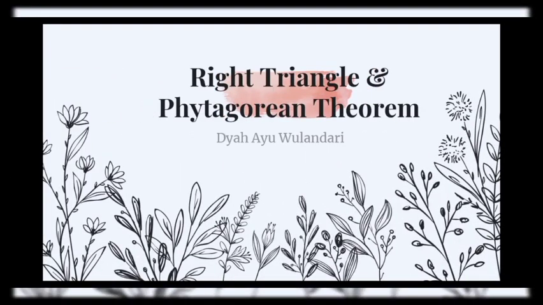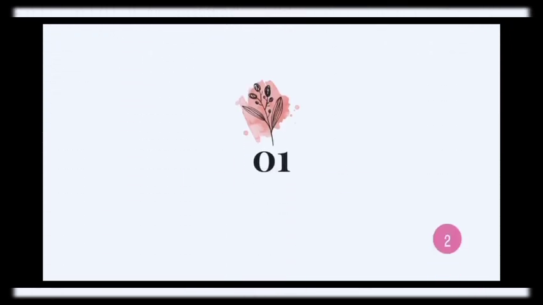Okay everyone, there are two materials that I will tell you in this video. The first material is right triangle and the second material is Pythagorean theorem. Okay, let's do the first material. The first material is right triangle.